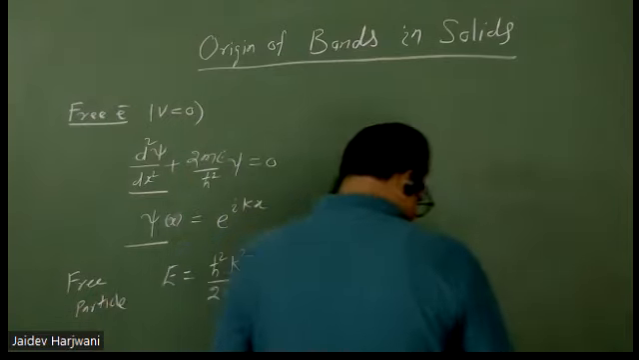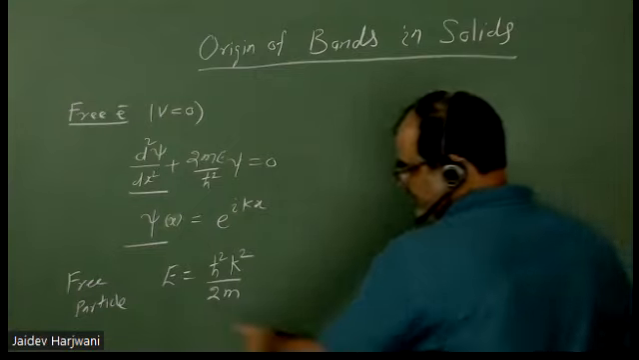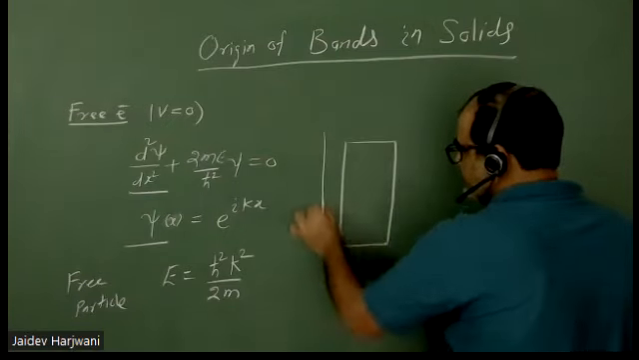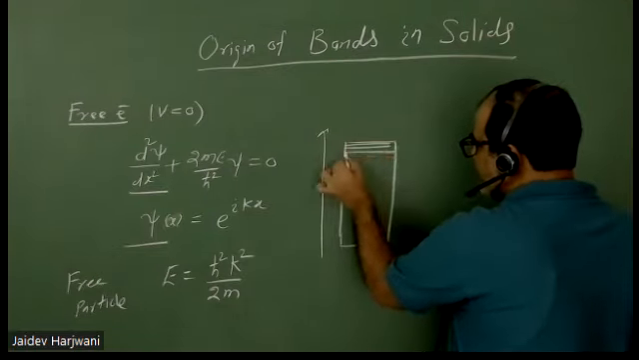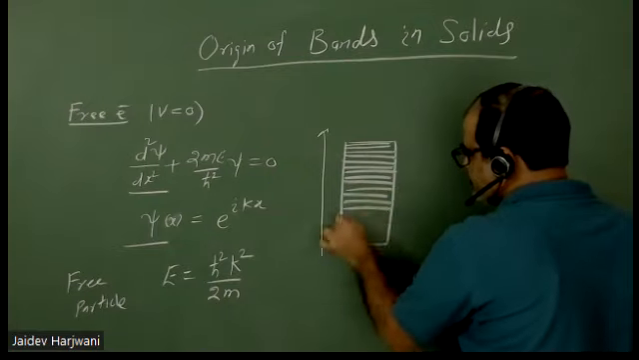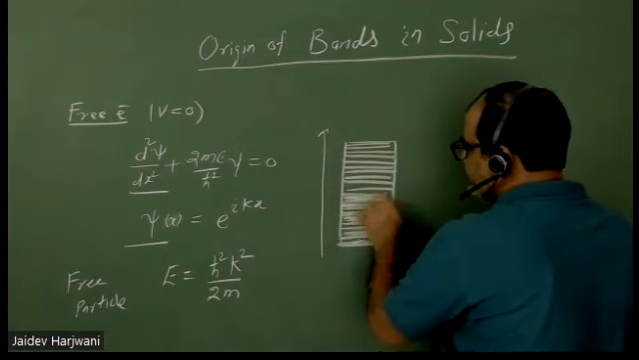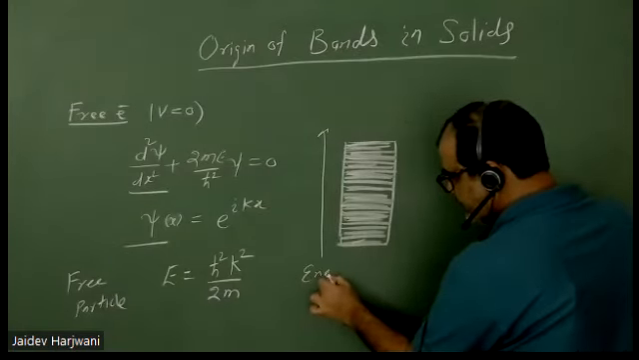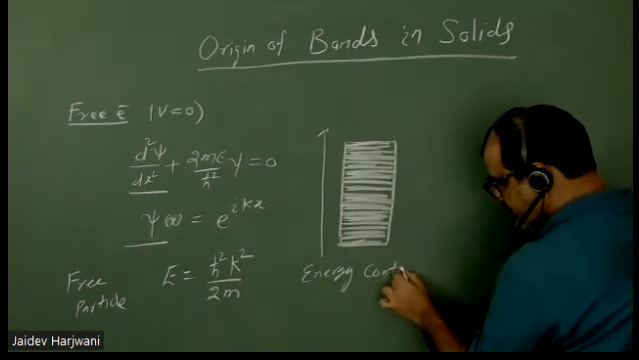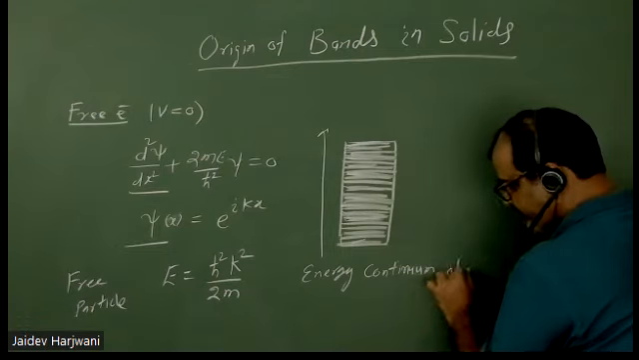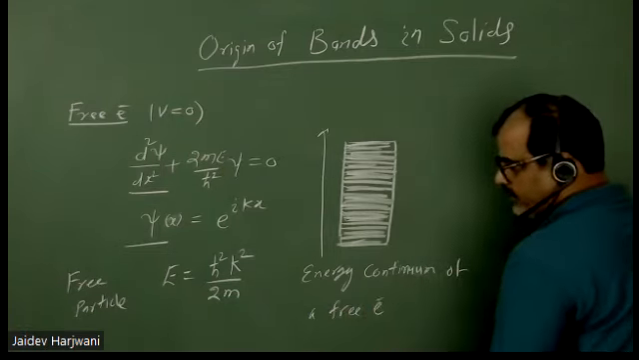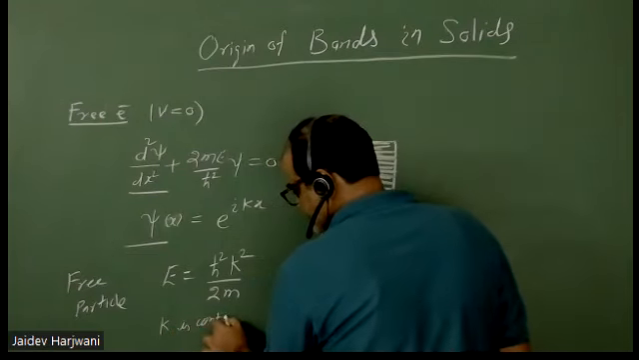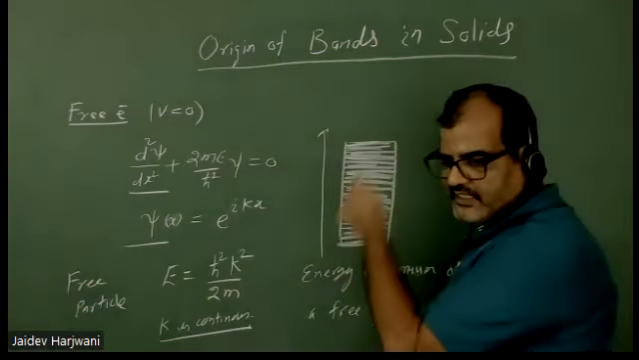This is for a free particle. When my particle is free, it can have any energy. If I draw my energy diagram, my energy can take any value, so my energy is continuous. This is called the energy continuum of a free electron. Okay, so k is continuous, k can take any values, because there are no boundaries. So your energy levels are continuous for a free particle.